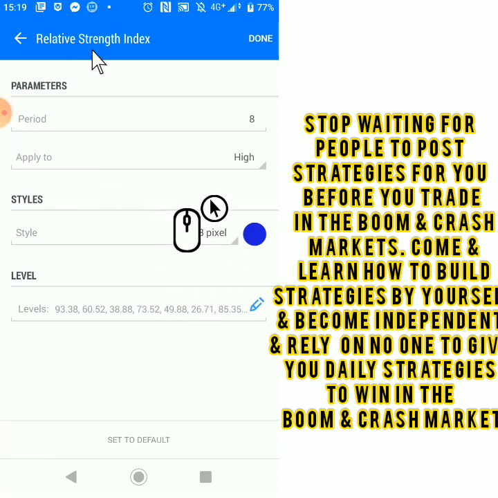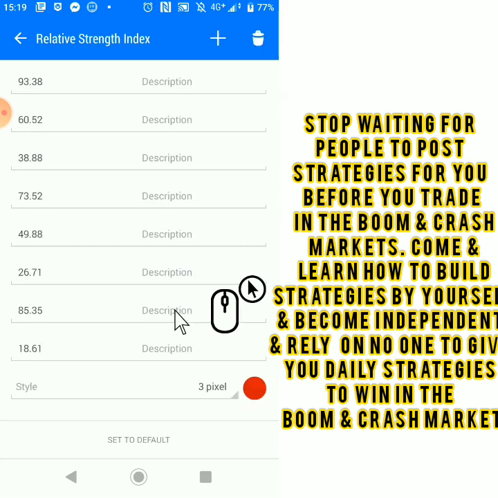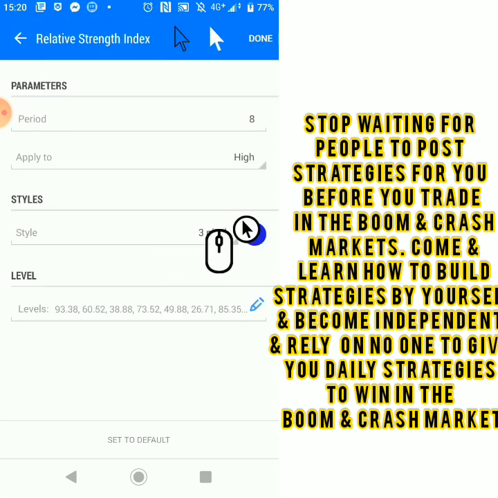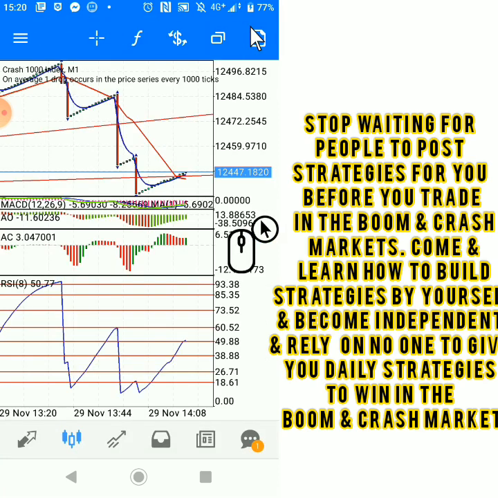We'll go straight to the relative strength index. Make period 8, apply to high, pixel 3, keep any color you want. In our levels we have 90, 93.38, 60, 52, 38, 88, 73, 52, 49, 88, 26, 71, 5, 50, 85, 30, 35, 18, 61. You can just take a screenshot of it. Make your pixel 3 so it's going to be clear, and make the color red or whatever color you desire. I've just clicked back and then clicked on done. So those are the 3 main indicators.